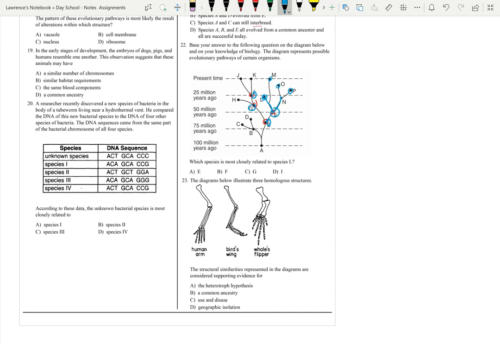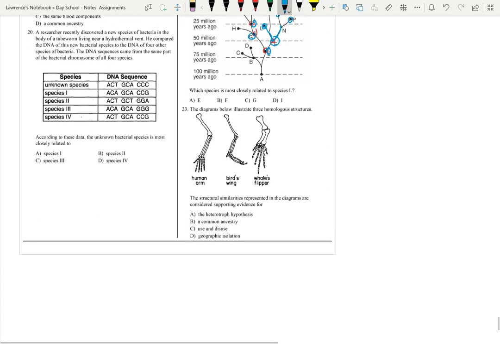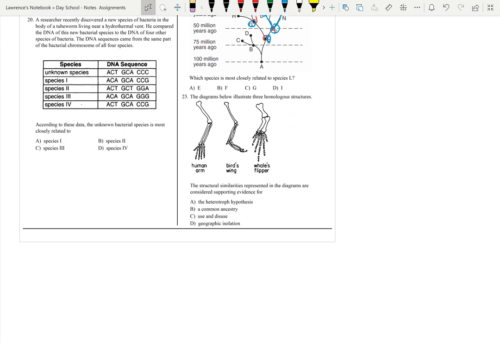23. The diagram below illustrates three homologous structures that have a similar function or similar structures. The structural similarities represented in the diagrams are considered supporting evidence for. Come on, you guys got that.